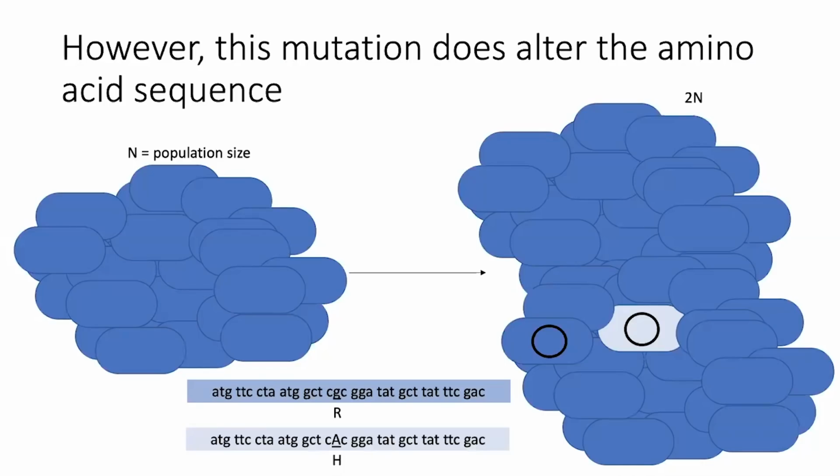Okay, so that's the case if that new mutation is neutral. But what if that new mutation is beneficial or deleterious? What happens if it actually changes that amino acid in a way that affects the fitness of the organism?